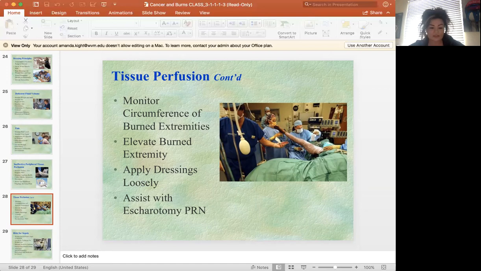Everything on here we've already talked about, except apply dressings loosely, which pretty much goes with the other question I'm going to ask on Monday. And of course, we don't want to tighten. Number one, it's going to hurt as it's healing. And number two, it's already a potential for swelling, right? So we don't want to cause more swelling and potentially something like compartment syndrome, if you will.